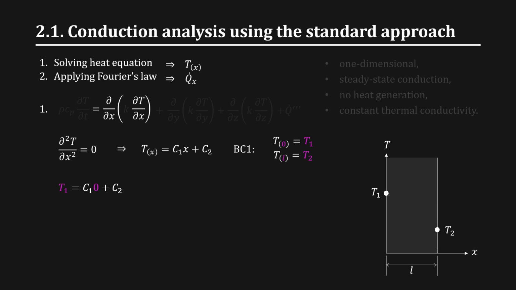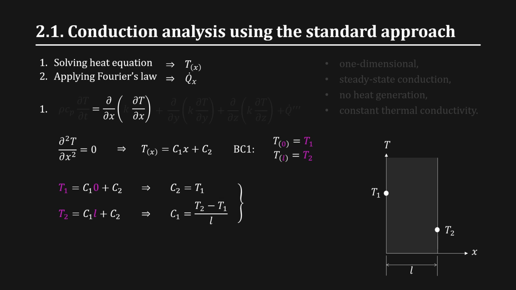Now by substituting x equals 0 and T equals T1 into the general solution equation, we can find that C2 equals T1. Also substituting x equals L and T equals T2 into the general solution, we can find that C1 equals T2 minus T1 over L.